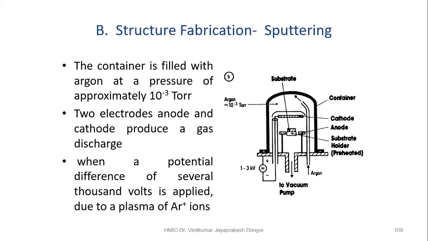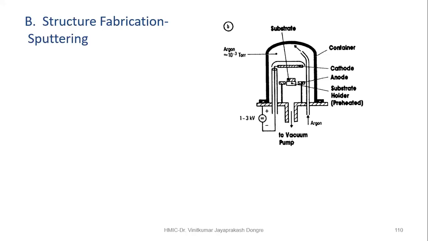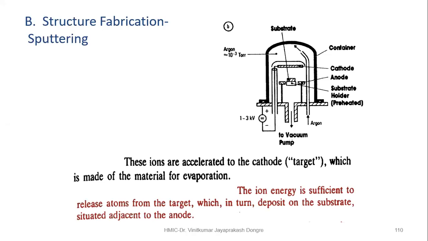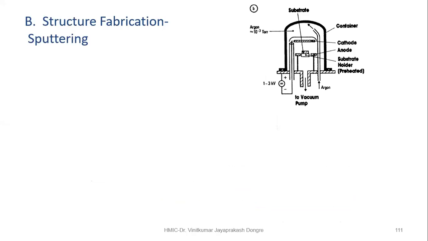The container is filled with argon at a pressure of approximately 10 raised to minus 3 torr. Two electrodes, anode and cathode, produce a gas discharge when a potential difference of several thousand volts is applied, due to plasma of argon plus ions. These ions are accelerated to the cathode target, which is made of the material for evaporation. The ion energy is sufficient to release atoms from the target, which in turn deposit on the substrate situated adjacent to the anode.